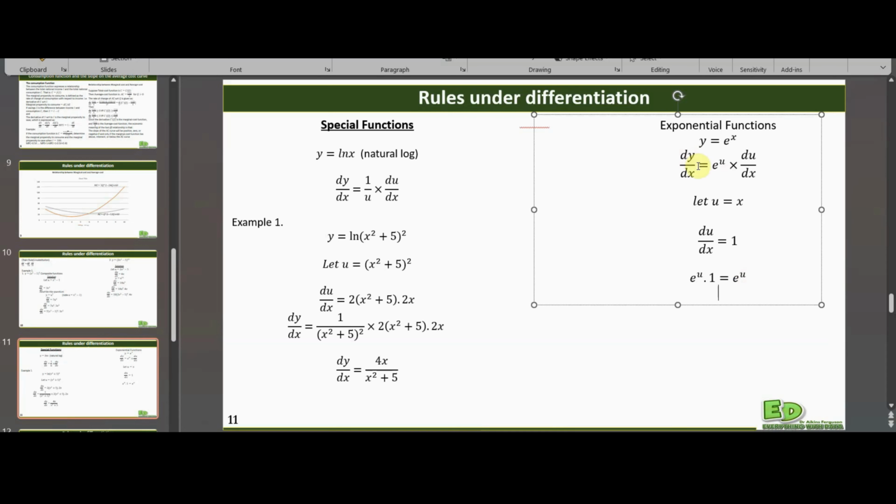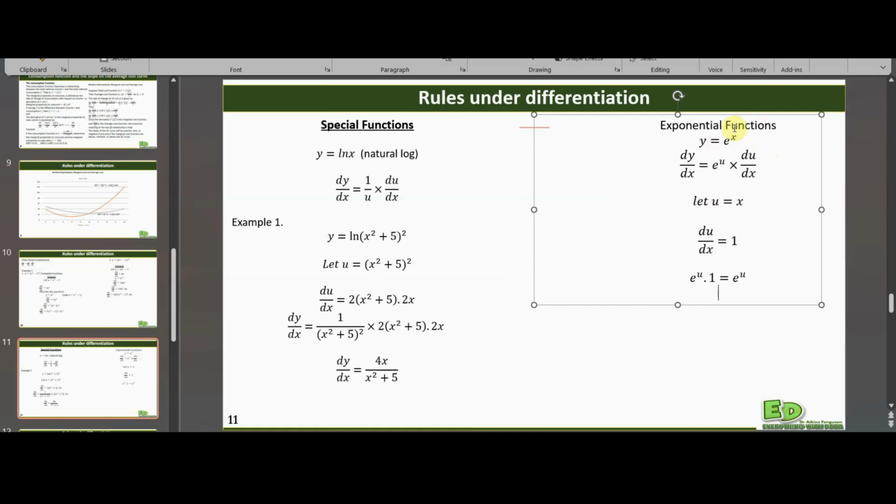So it says that to differentiate any exponential function, dy over dx is equal to keep the function as it is. So if it is e to the power x, what is on top of the e is the function. So here I'll say that the function is x. That is why you have e to the power u here. So keep the function as it is, multiply it by the differential of that function.